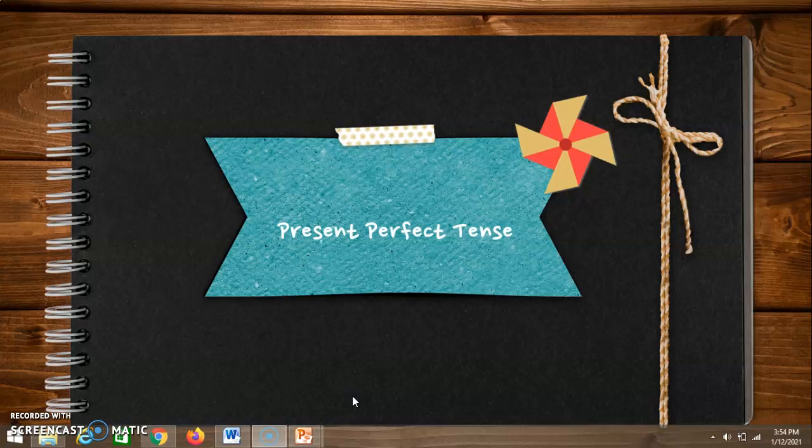Today, we would like to learn about present perfect tense with me, Ustazah Muthia. But before we come to our lessons, let's pray together by saying Basmalah. Bismillahirrahmanirrahim. Present perfect tense.